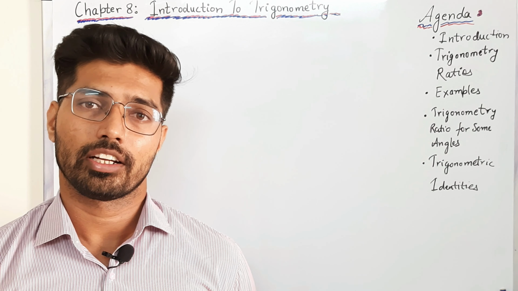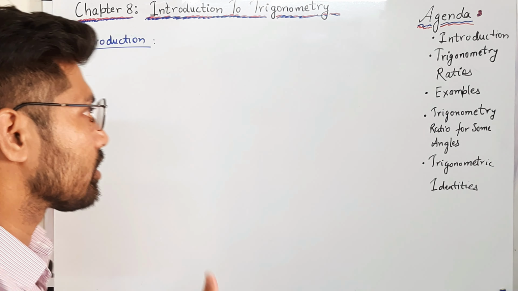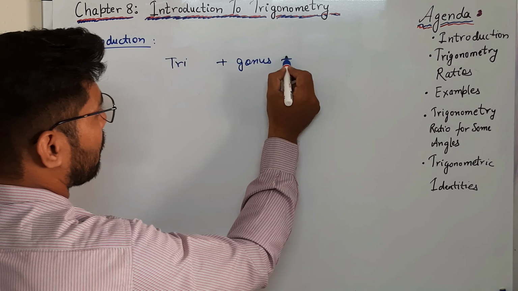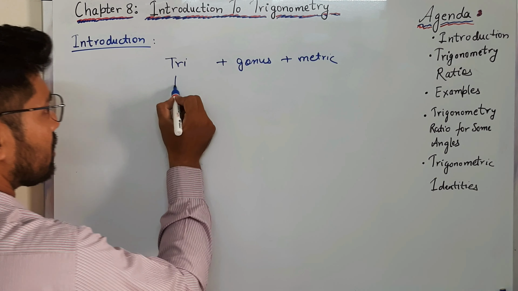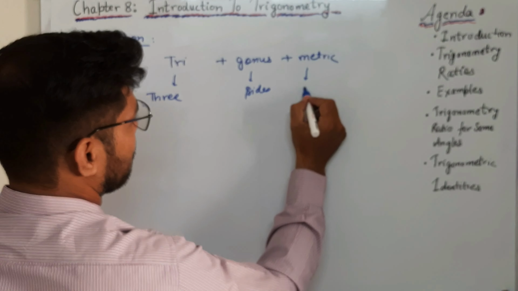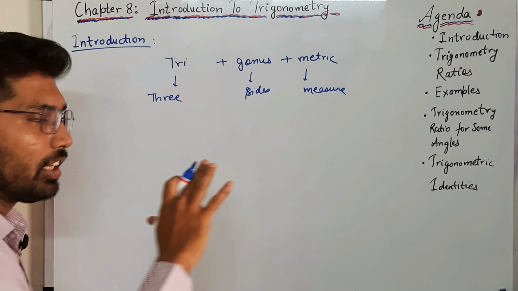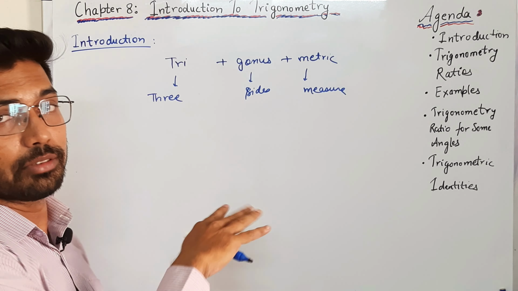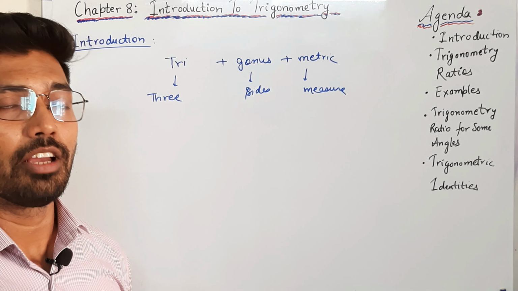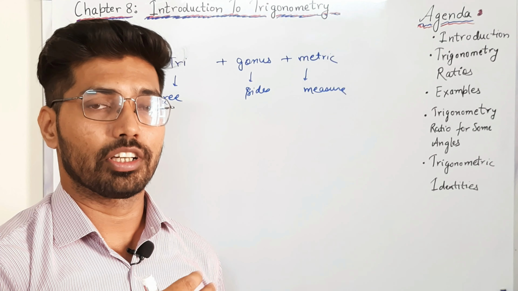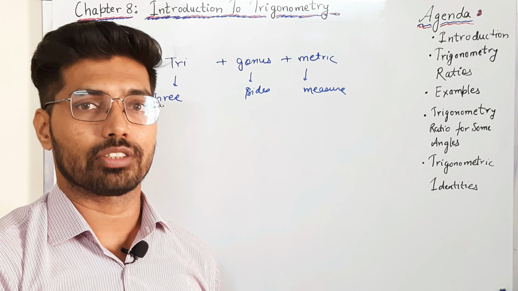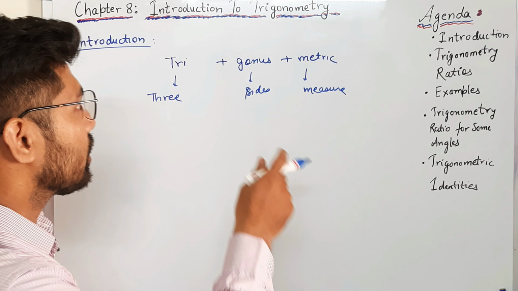Trigonometry comes from three words. It is a combination of the words tri plus gon or agonus plus metric. Tri means 3, gon means sides, and metric means measure. So here we are dealing with triangles, with three sides. A polygon with three sides is called a triangle, and we are measuring the ratio of the sides between two triangles, or inside a triangle. We are also measuring the ratio of the sides with the corresponding angle. So we are covering all that in trigonometry.